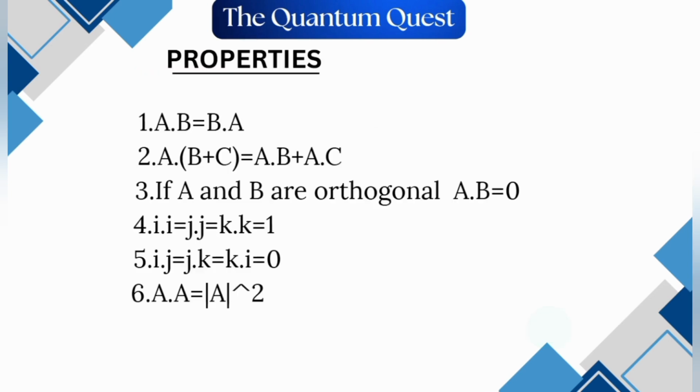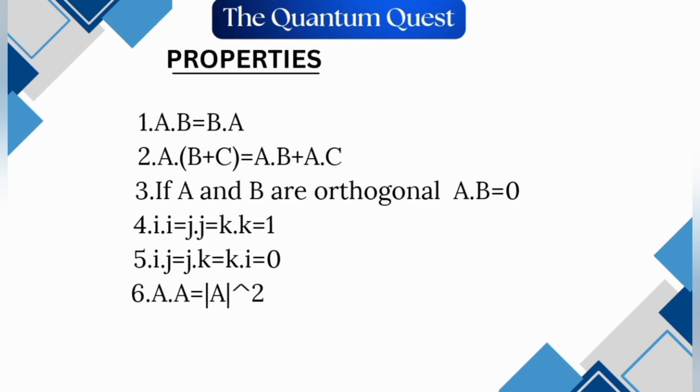The properties are: the first one is commutative property, that is A dot B equals B dot A. The second one is distributive property, A dot (B plus C) equals A dot B plus A dot C. The third property is if A and B are orthogonal, then A dot B equals 0. If two vectors are perpendicular, their dot product is 0.